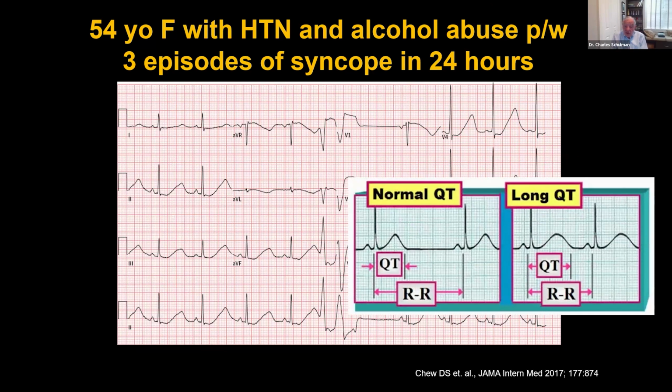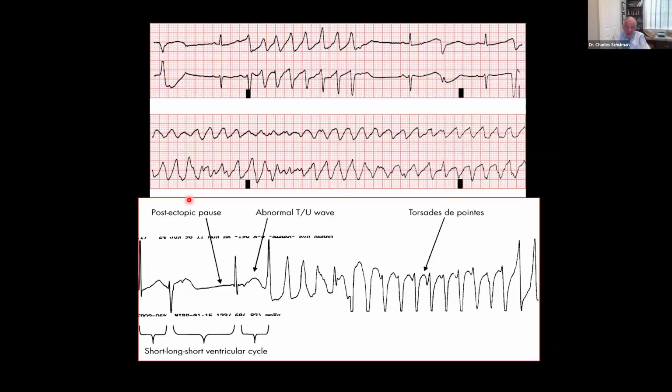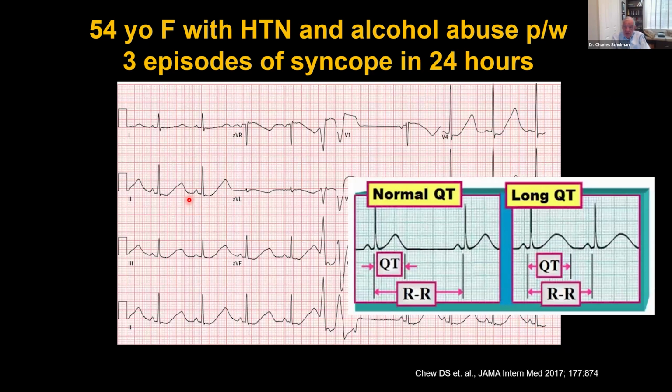The normal QT interval is much less than half the RR interval. A long QT would be greater than half. And as you can see here, the QT goes from here to all the way over here. Rather striking prolonged QT interval. The risk from prolonged QT is that of polymorphic VT or torsade de pointes, twisting of the points.